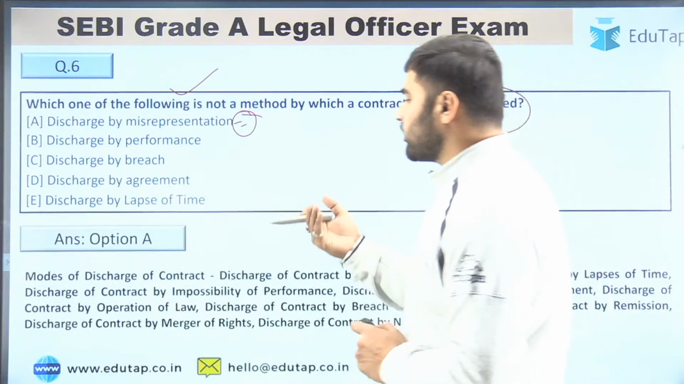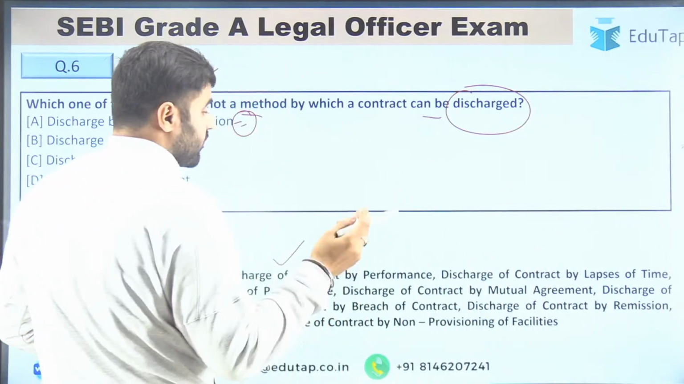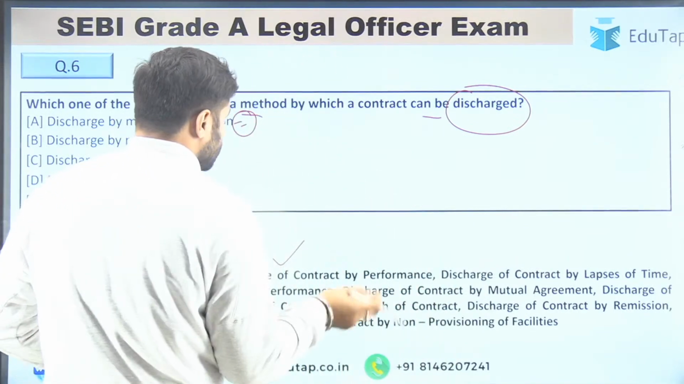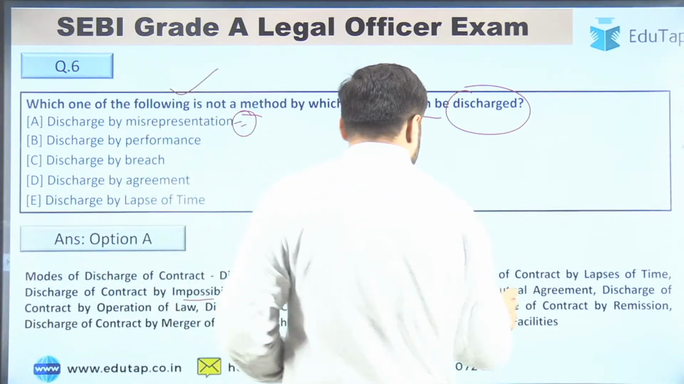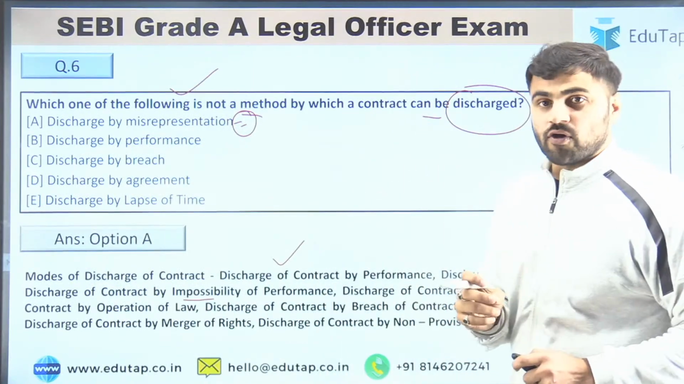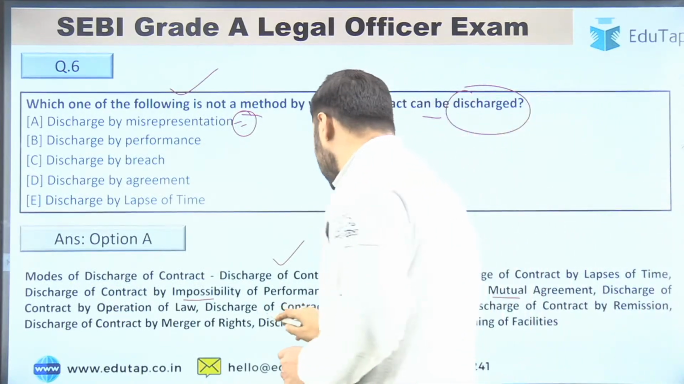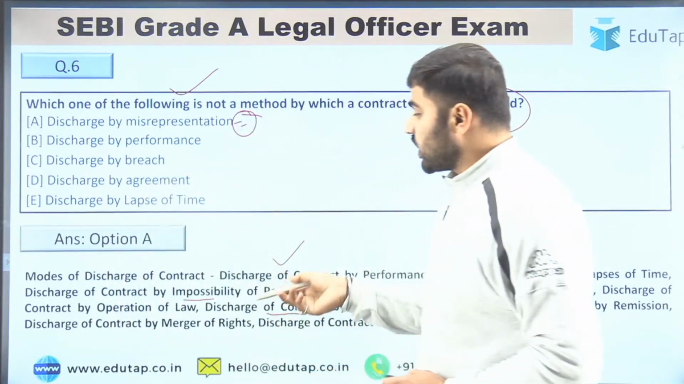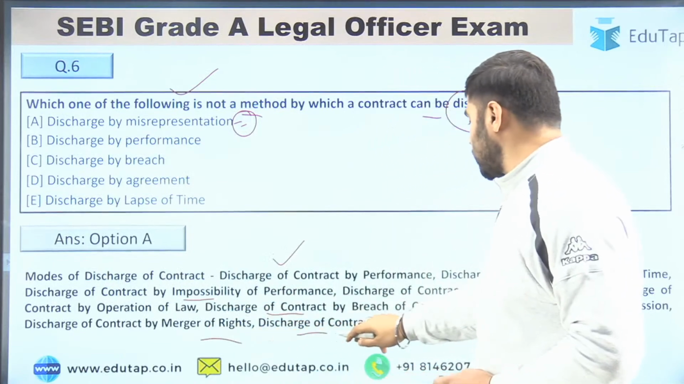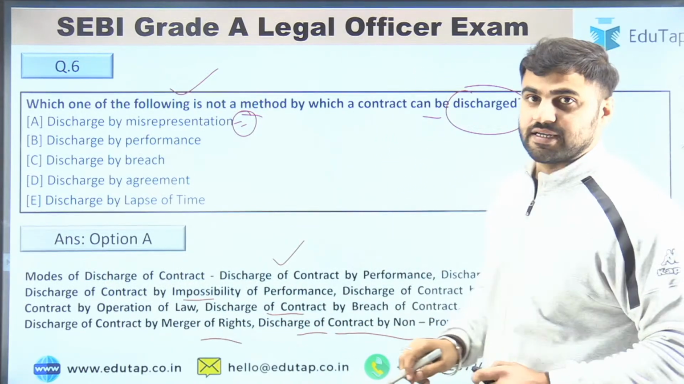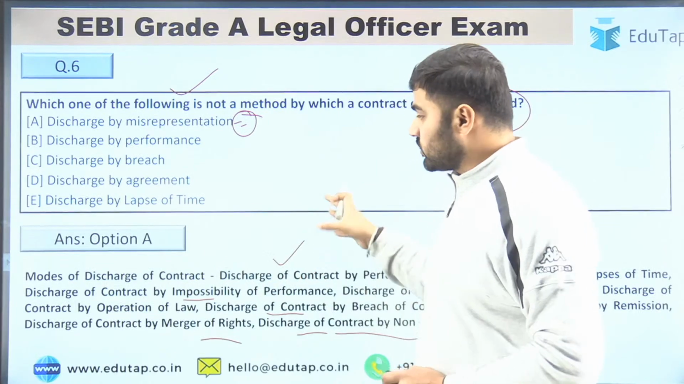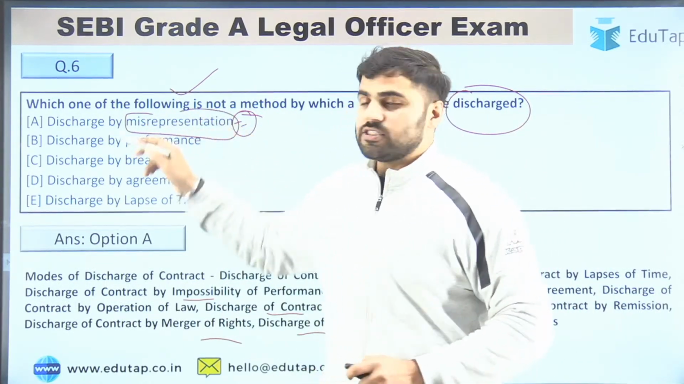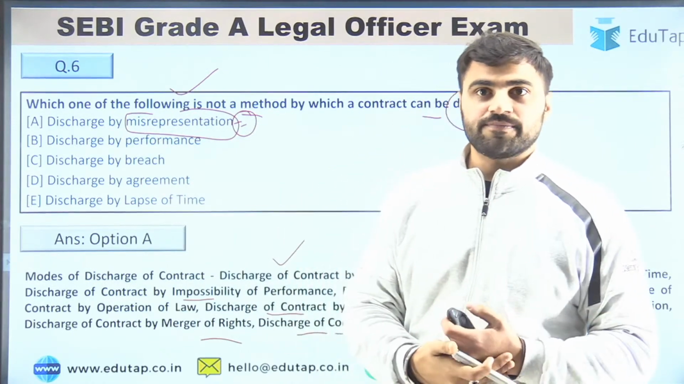If we talk about modes of discharge of a contract, then we have discharge of contract by performance, by lapse of time, by impossibility of performance, by mutual agreement, by operation of law, by breach of contract, by remission, by merger of rights, and by non-provisioning of facilities. So these all are the modes through which you can discharge the contract, right? So basically, discharge by misrepresentation is not a mode to discharge the contract.